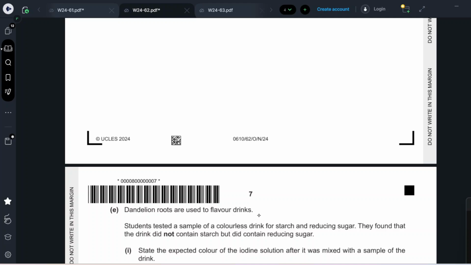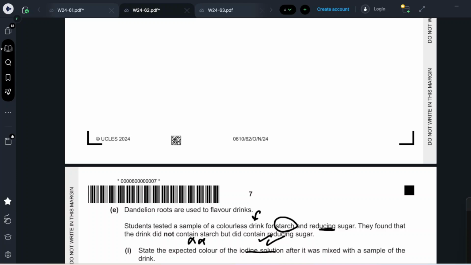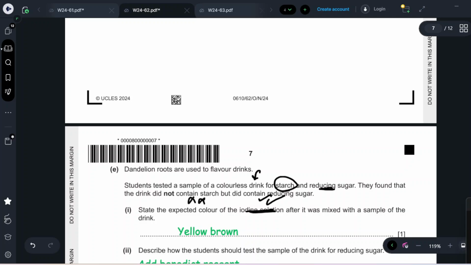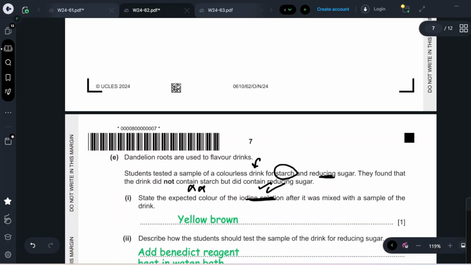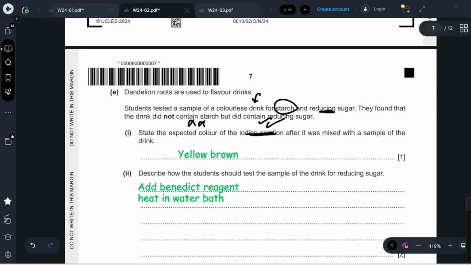Students tested a sample of a colorless liquid for starch and reducing sugar. They found that it did not contain starch, it contains reducing sugar. So, what is the color of the iodine? If there is no starch, the color of the iodine will be yellow brown. How can I test for reducing sugar? Add Benedict reagent, heat in a water bath. If there is sugar, it will be orange red. Reducing sugar test is in every exam.